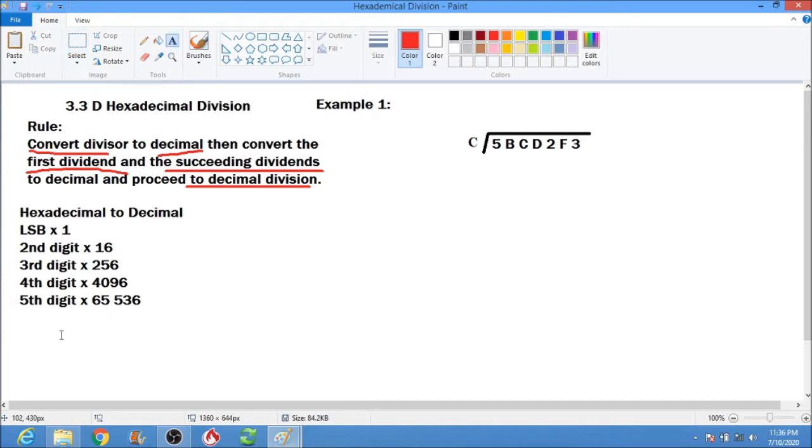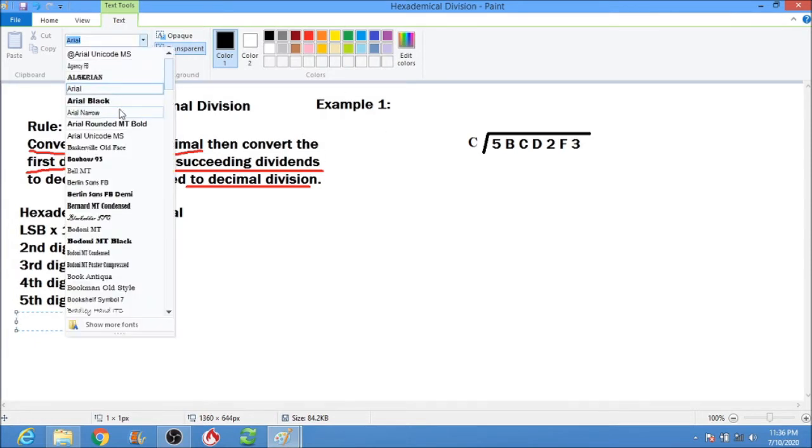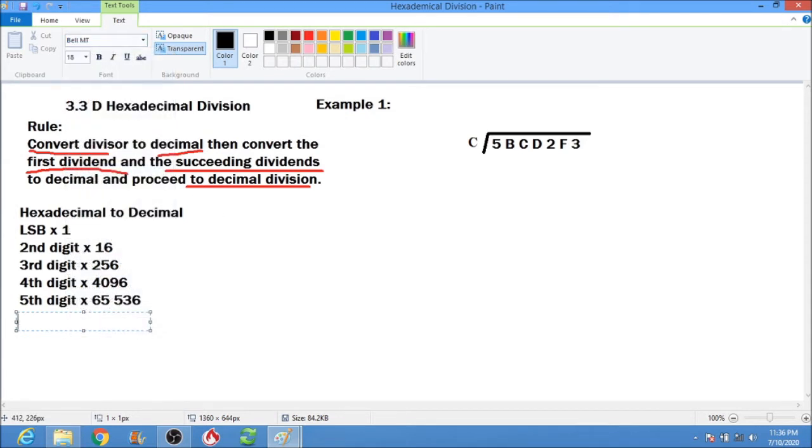First, converting the divisor. This is the divisor. So the divisor will be C, and C is equal to 12. So our divisor is 12.